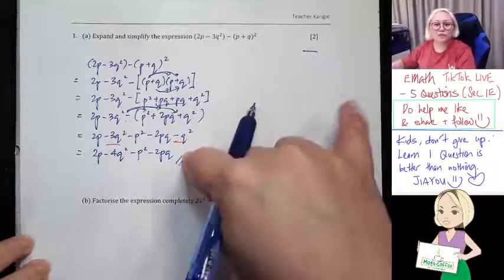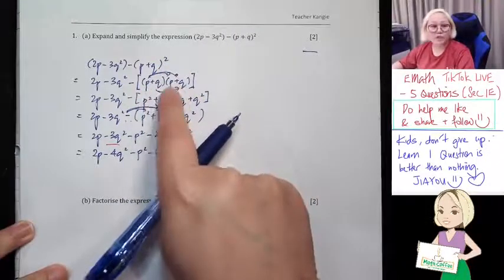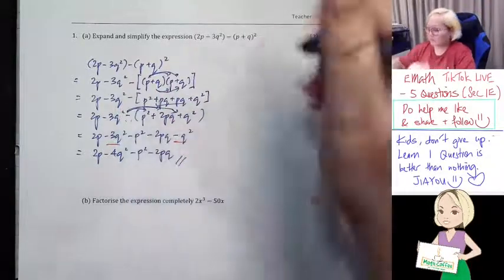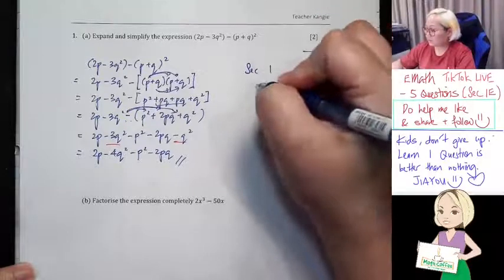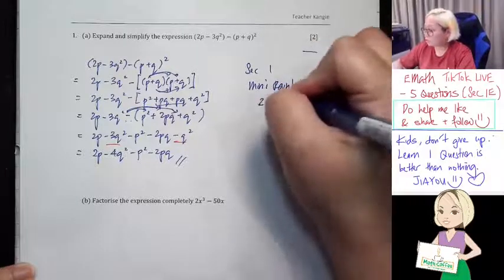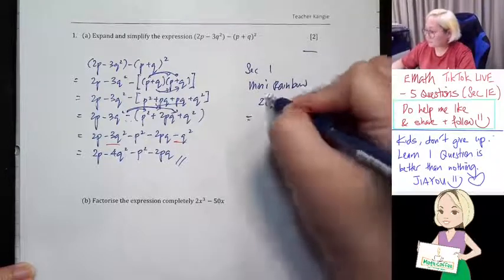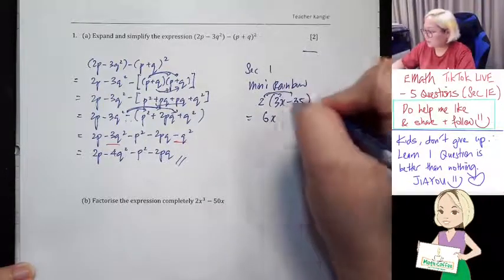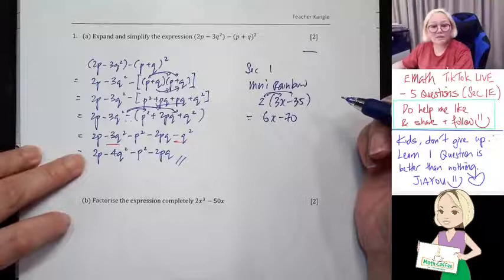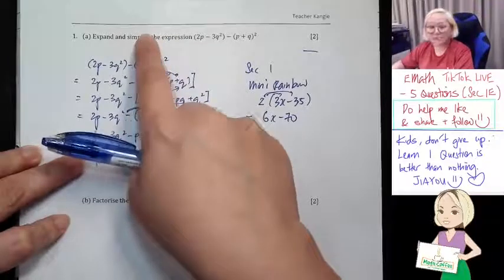So this one is Sec 2. In Sec 2, they learn this expansion, the big rainbow. In Sec 1, you learn the small rainbow. You understand? In Sec 1, you learn the mini rainbow, which is something like 2 rainbow with (3x - 35), let's say. So this one times this one, 6x. This one times this one is minus 70. No, you don't need to factorize the final answer, because this is expand. Expand means you rainbow it, correct?